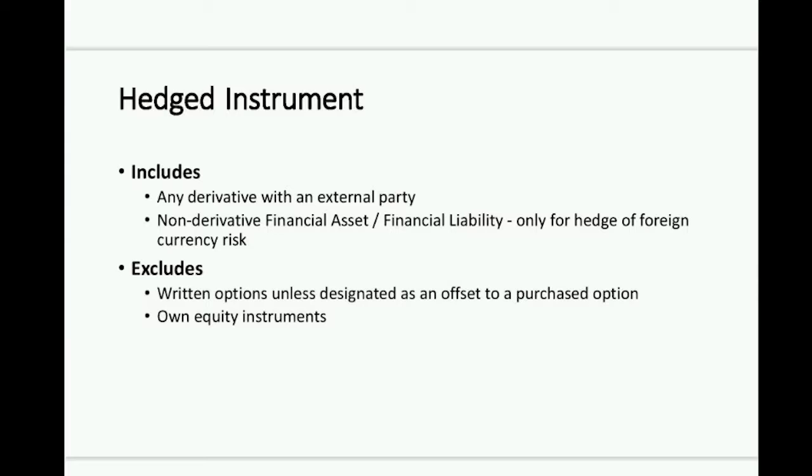In terms of a hedging instrument, we'll come back a little bit later in a bit more detail with respect to both of these items. But a hedging instrument includes any derivative with an external party or a non-derivative financial asset or financial liability. And under the IAS 39 rules, that only applies with respect to a non-derivative for a hedge of a foreign currency risk. You'll see later on when you talk about IFRS 9 that this is one of the areas which has changed. And it excludes things like written options and options over your own equity instruments.